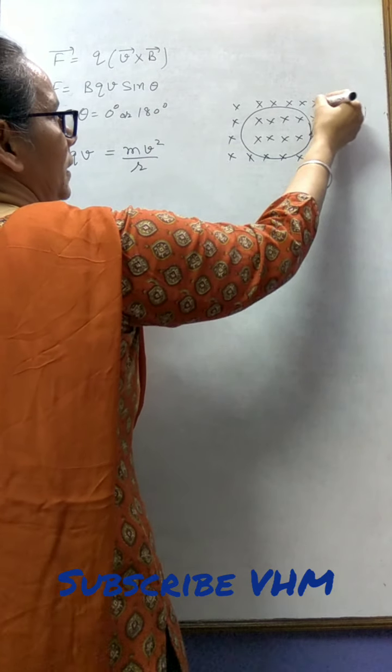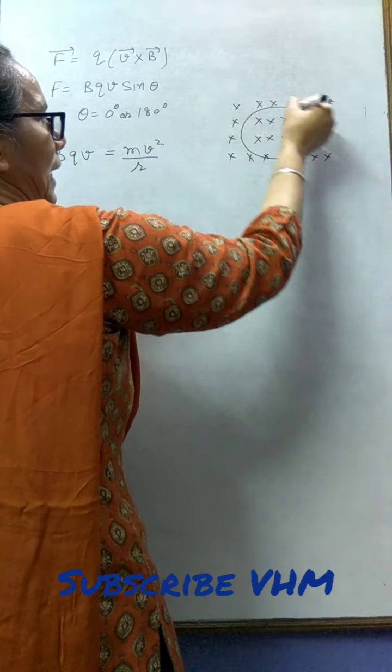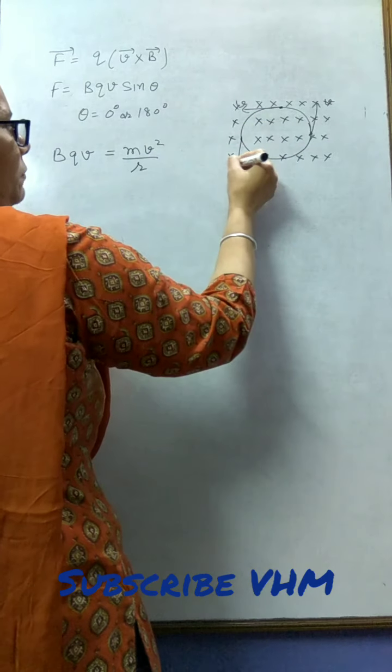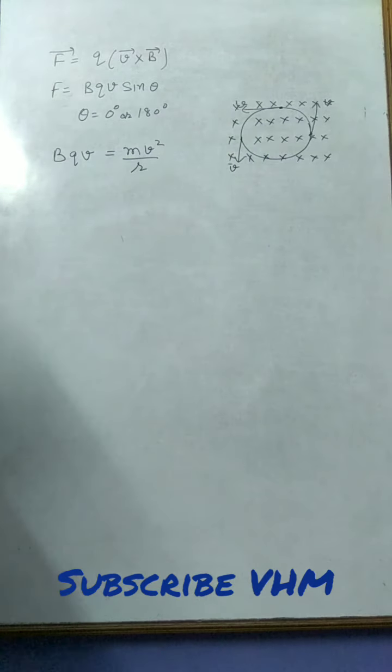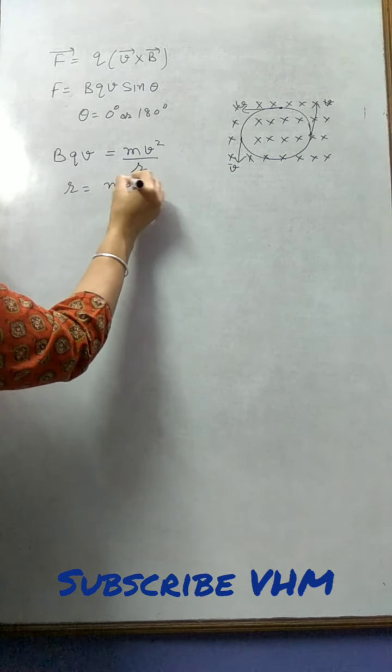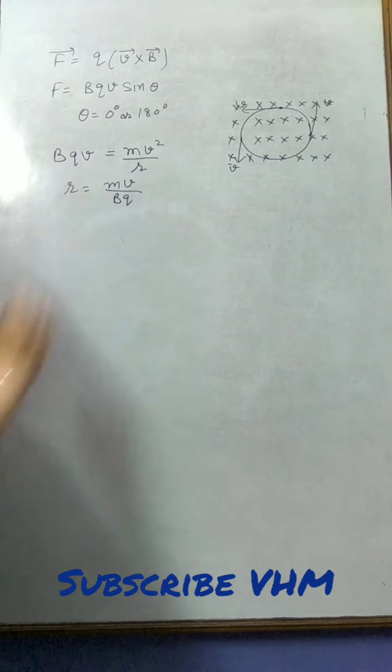At this point v is the velocity, in the magnetic field. So the magnetic Lorentz force is the source of centripetal force which moves the charged particle in a circular path of radius mv upon Bq.